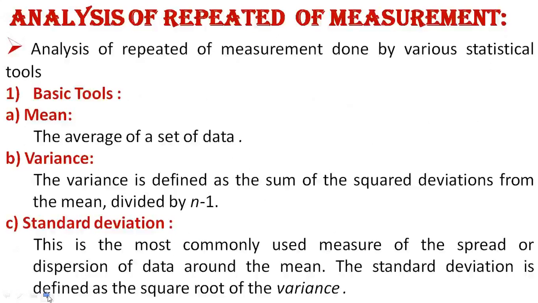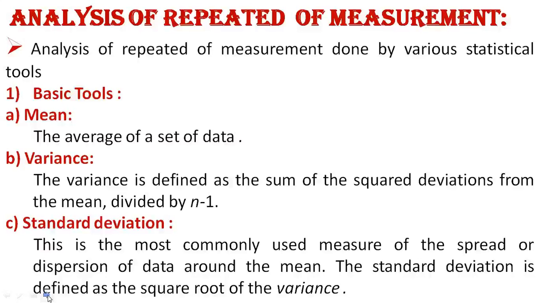Now, when we take a number of observations, or repeated measurements, we require analysis of that data. So we have to use some statistical tools. Analysis of repeated measurements is done by various statistical tools. The first are the basic tools. First is the mean, the average of a set of data, whatever data you have taken.